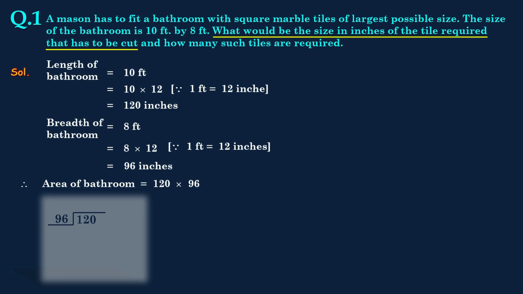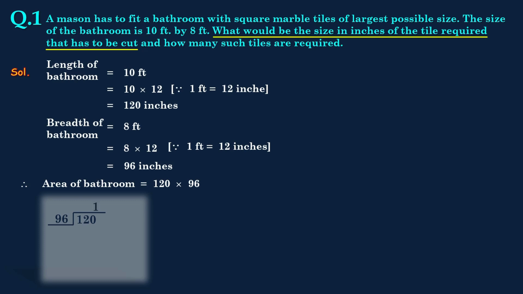But they are asking what would be the size in inches of the tile required that has to be cut. So that means if we can find the highest common factor of length and breadth, okay, then that should be the maximum size. Because if we can find the highest factor between these two, then the number of tiles required will also be minimum, and the size of the tile will be the maximum. So let us find the highest common factor of length and breadth.